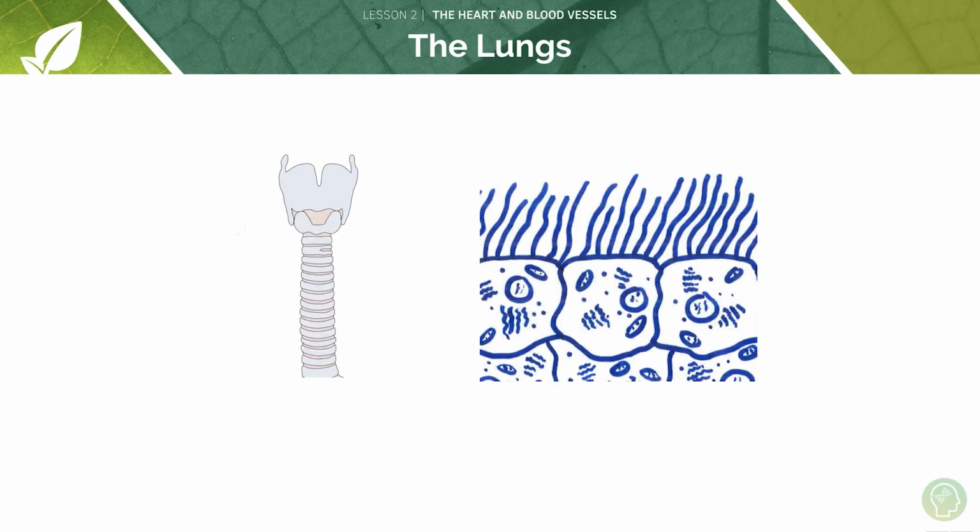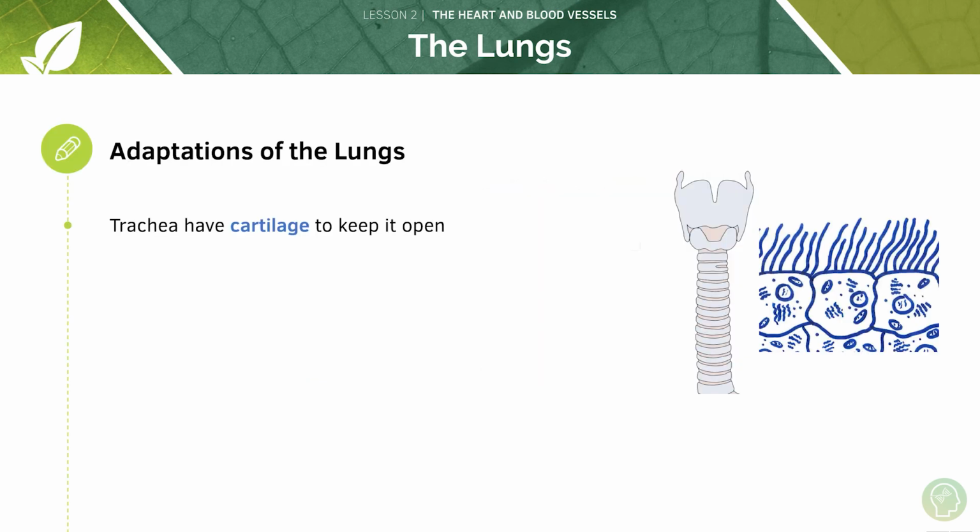So now let's look at some of the adaptations of the lungs. The trachea has cartilage to keep it open. These are the cartilage here, these rings. And this means that the respiratory airway system does not collapse, which is really, really important because if it does, then we're not going to be able to ventilate the lungs, which means that we will basically get into respiratory failure.